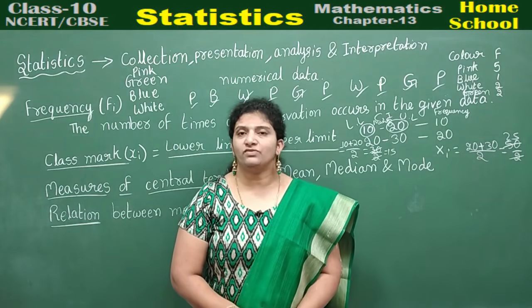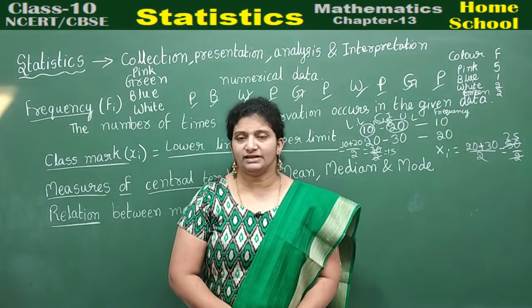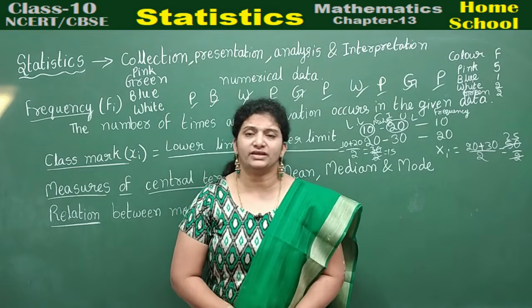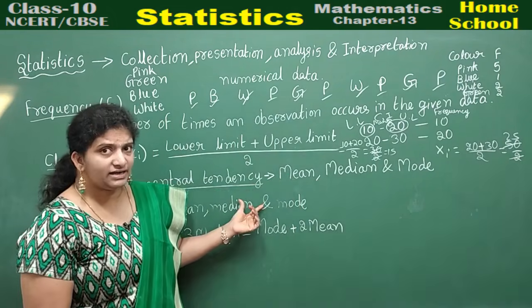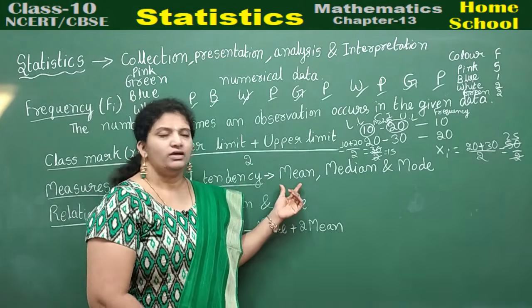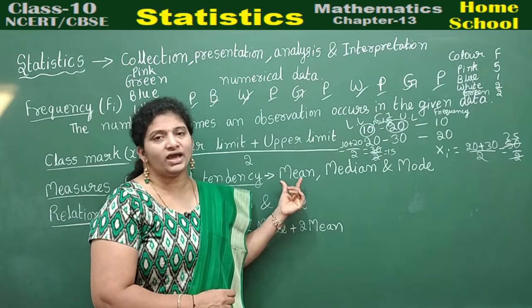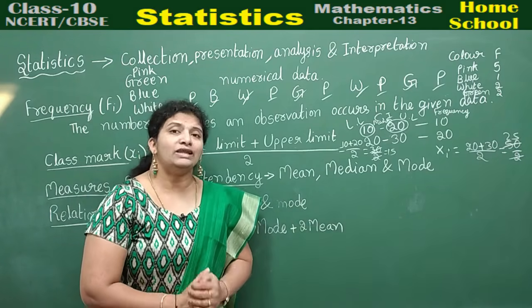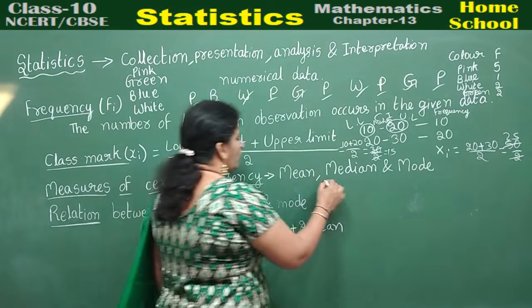Statistics: in 9th we have seen the measures of central tendency. What is the central tendency? It is nothing but the average. What are the measures of this central tendency? Mean, median, mode. In our previous classes, we have found out this mean, median, mode of ungrouped data.